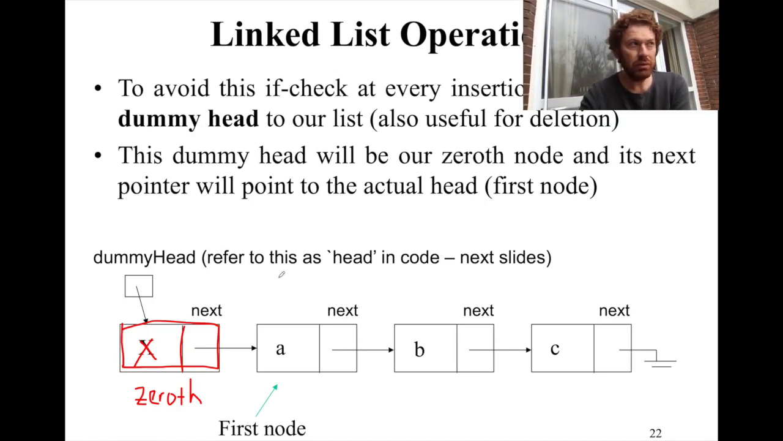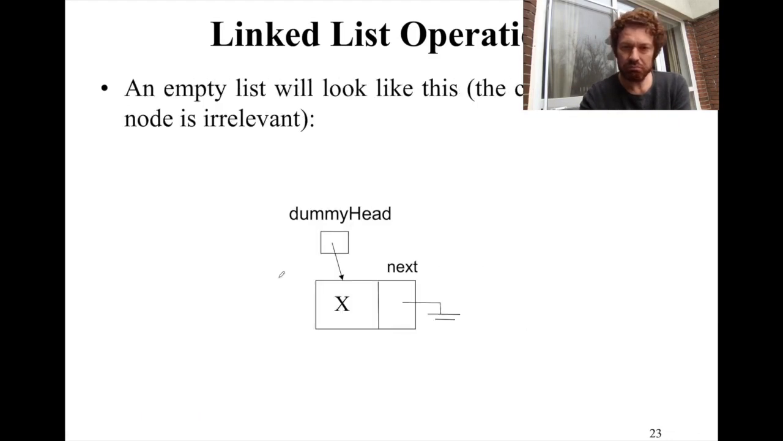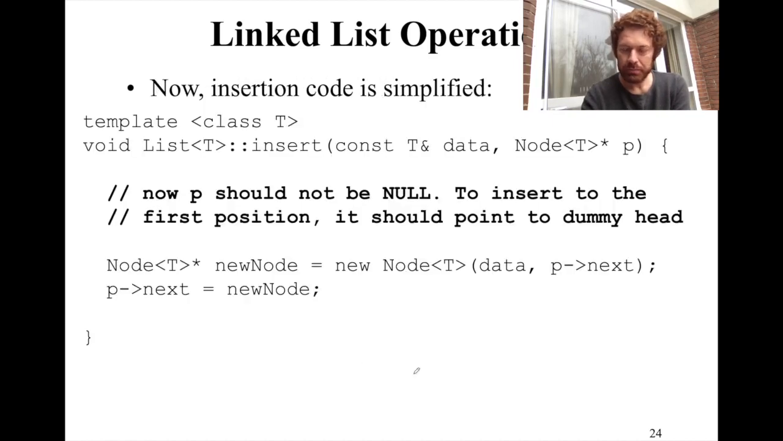So if we have this in our lives, then an empty list will look like this. Dummy will never be null, but dummy.next will be null. So first will be null. Zeroth is never going to be equal to null. Then the insertion would look like this. Be careful, it is just going to be two lines of code. There are no cases, because this is just like the before case.